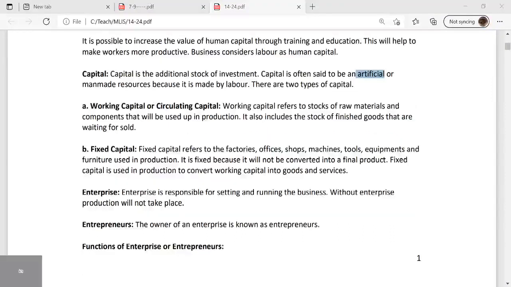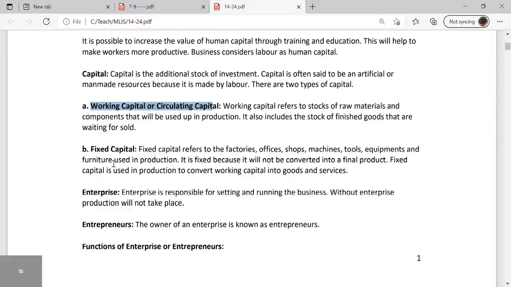Working capital means that we are talking about stock of raw materials and components that will be used up in the production process. So it includes stock of finished goods or raw materials or any other thing that is converted into different forms in the business. See what's happening: it's continuously changing its form. It includes cash at hand, cash at bank, current liabilities also. So these are working capital or circulating capital.